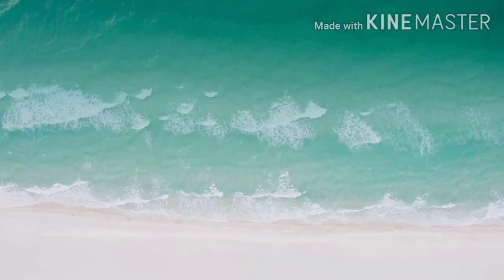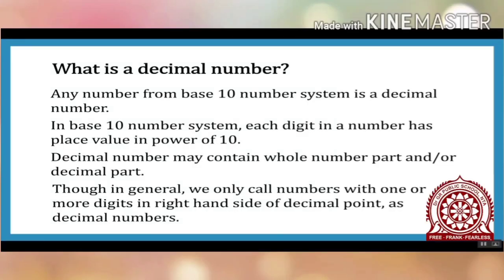Today we are going to study the next topic, decimal number. What is a decimal number? Any number from the base 10 number system is a decimal number. What is the base 10 number system? In the base 10 number system, each digit in the number has a place value in power of 10. A decimal number may contain a whole number part and/or a decimal part. Though in general, we only call the numbers with one or more digits on the right hand side of the decimal point decimal numbers.